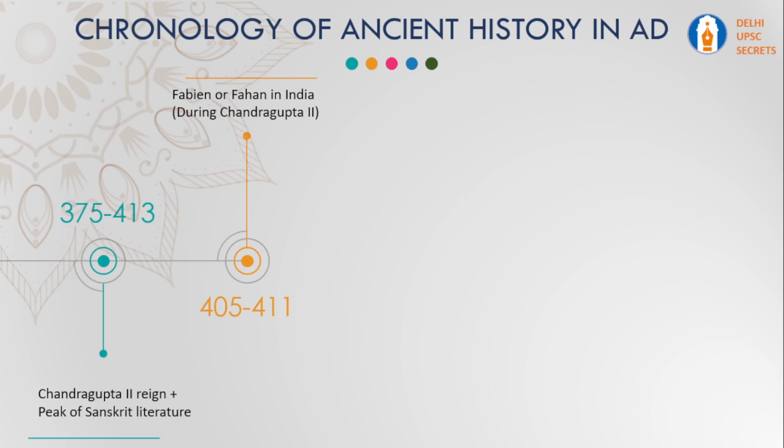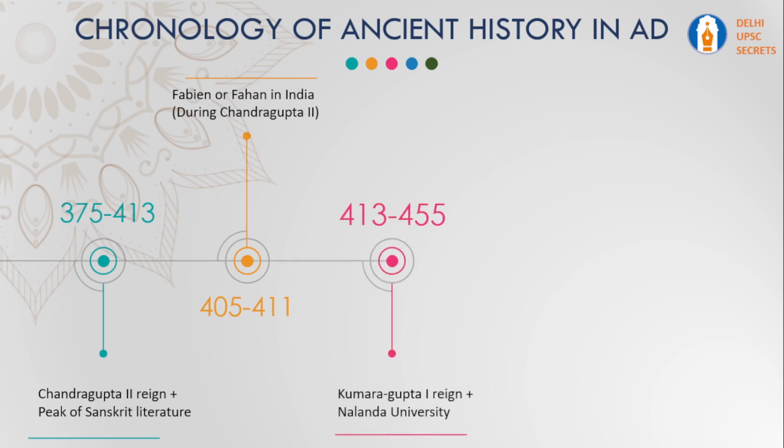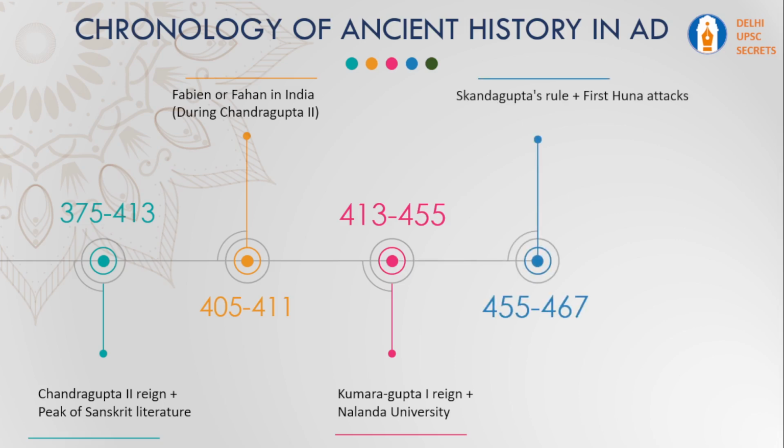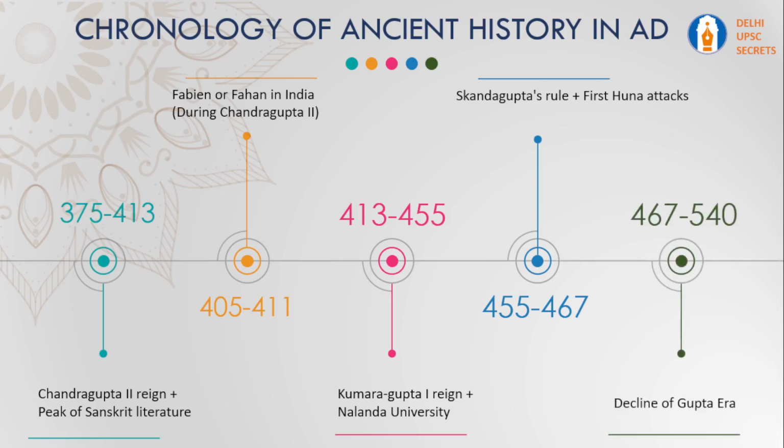In the same period, Fa-Hien visits India during Chandragupta II. And 413 to 455 AD is the reign of Kumaragupta I, and in that period our great university, Nalanda University, is flourishing. Then 455 to 467 AD is Skandagupta's rule, and there you observe the first Huna attack. Next, around 500 AD, in the later period, you would see the decline of the Gupta Empire.